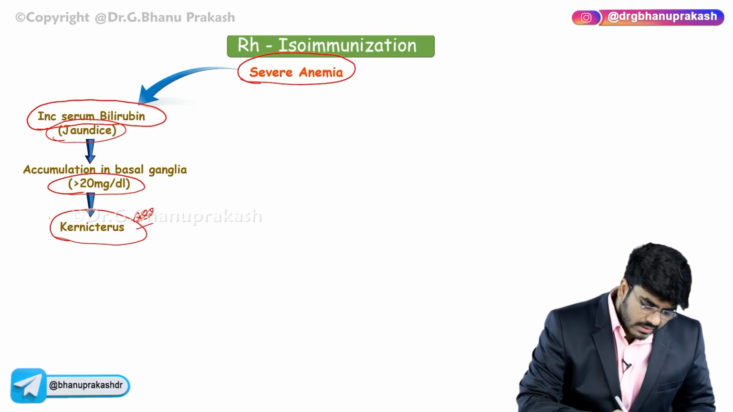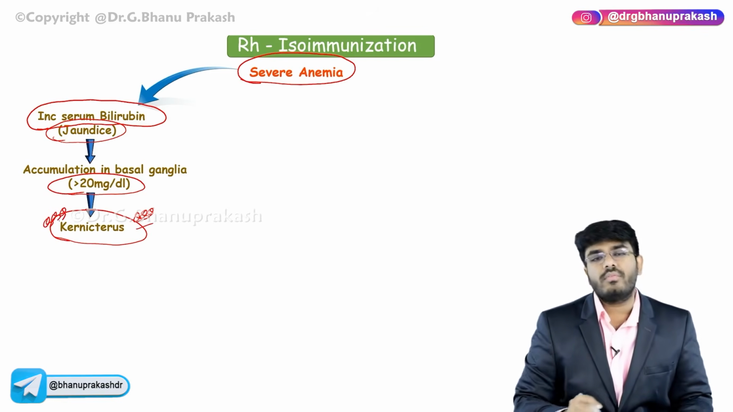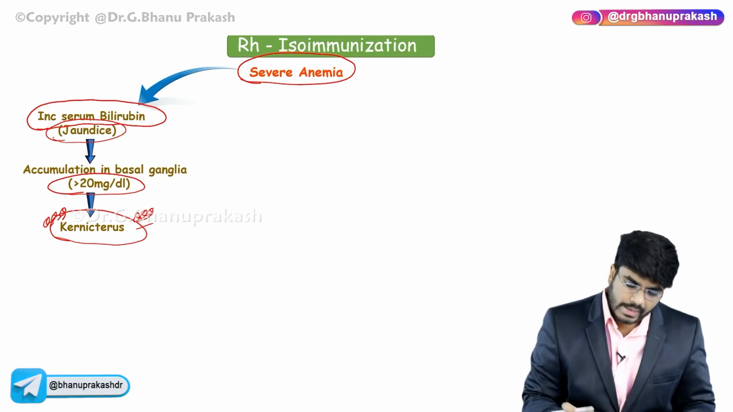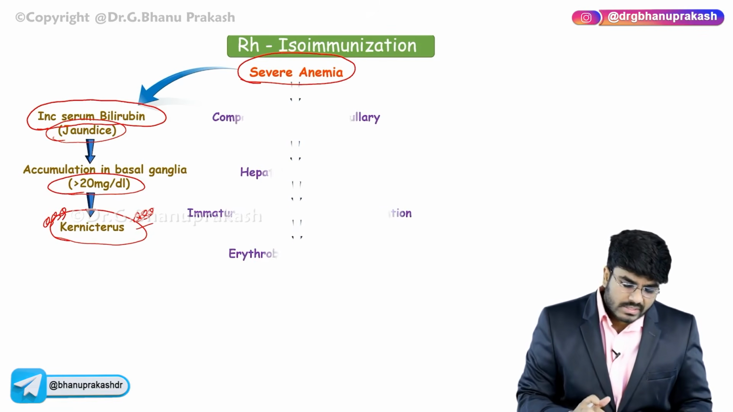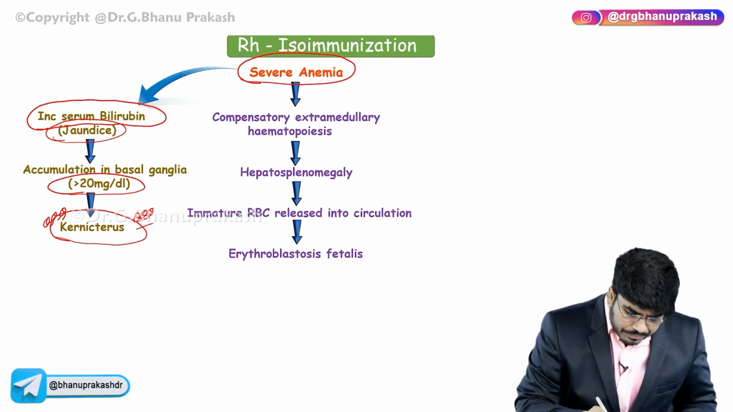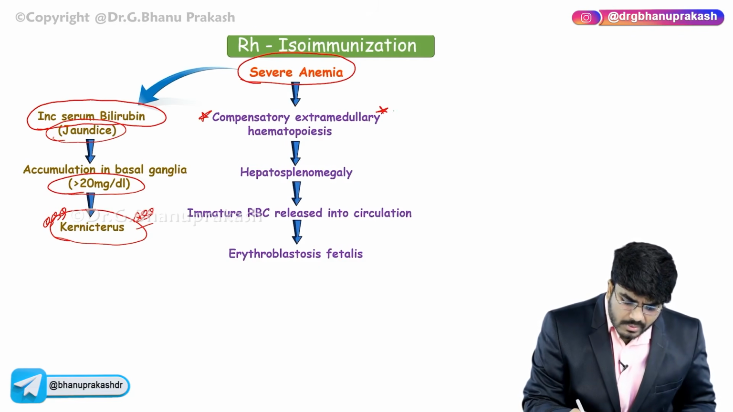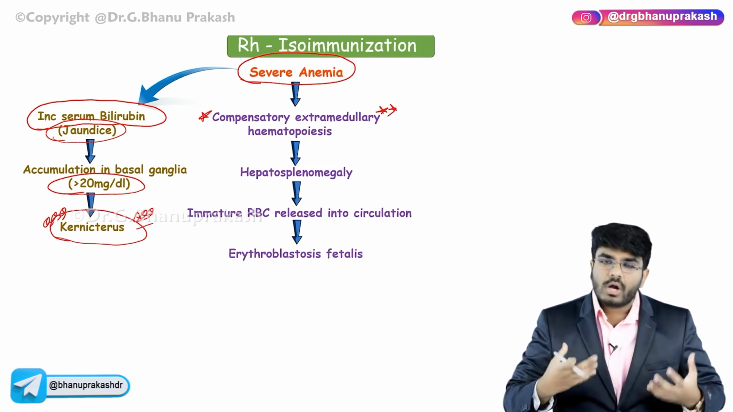True. Okay, kernicterus is a complication because of the accumulation of bilirubin in basal ganglia. So this is one problem. Now, the second problem with the severe anemia is that now in the baby, too much RBC destruction is happening, but the baby wants to survive.